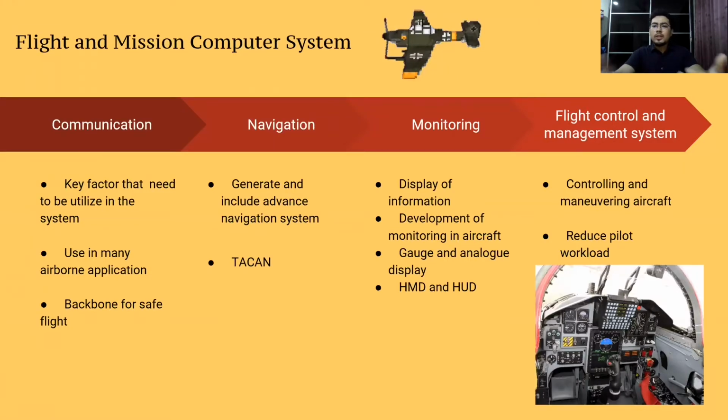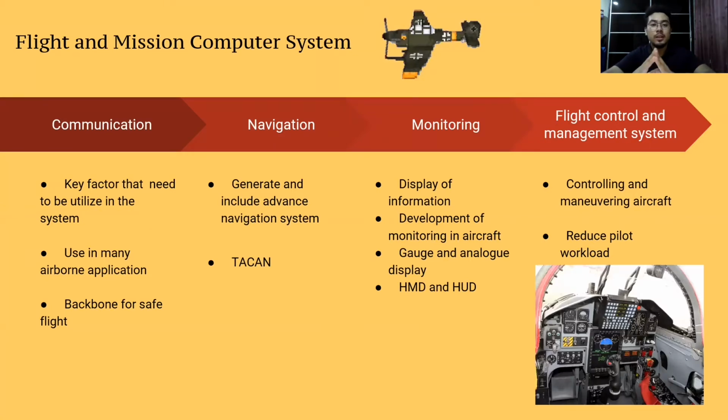So why is communication included in the flight and mission computer? We need to know that communication is very important. It is the key factor that needs to be utilized in the system. Why? Because without communication, we just don't know what to do in the air. So the pilot just flies, and imagine if we are in a war and we don't have communication, we don't know who is the enemy. So we need to contact the ground crew. So communication is very important. It becomes the backbone for safe flight.